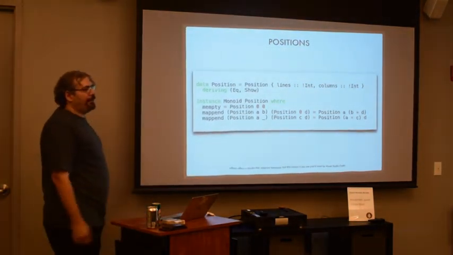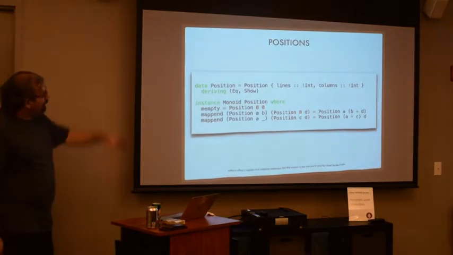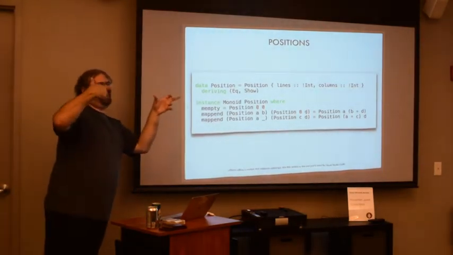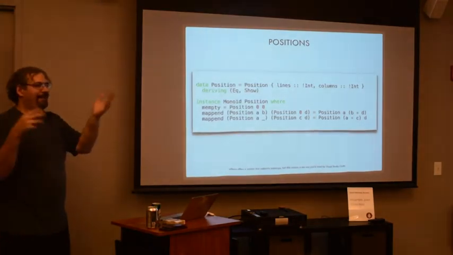Okay, so this gives a monoid, and I've written it this way rather than as 2 data constructors, one for column and one for line or something like that, because this way it can be unpacked inside the data structure.